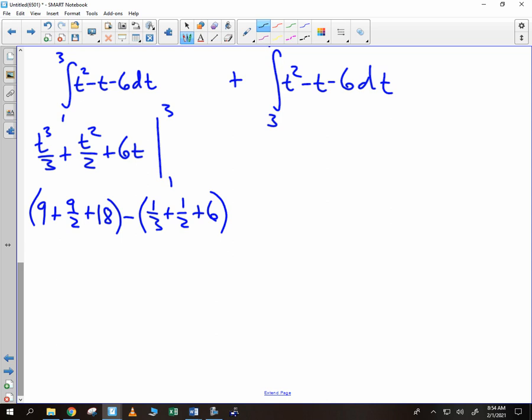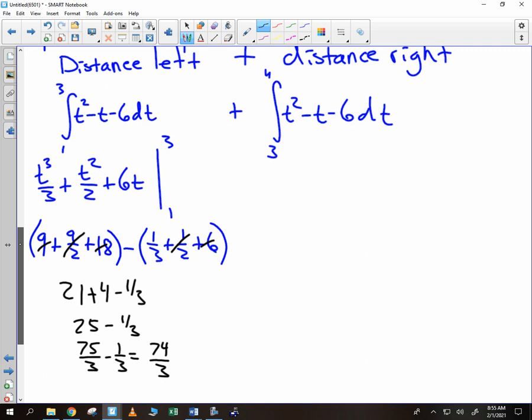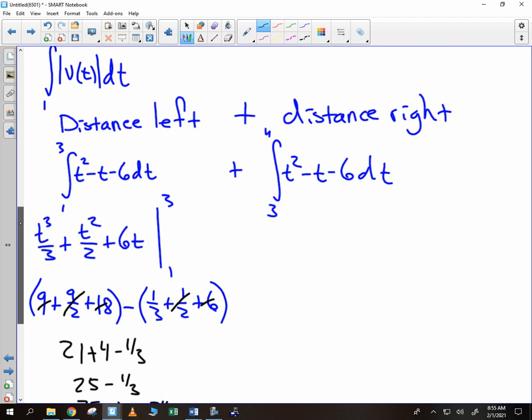9 plus 18 is 27, minus 6 is 21, so I've got rid of those. 9 halves minus 1/2 is 8 halves, so plus 4. And we have minus 1/3. So we have 25 minus 1/3. So 25 is 75 over 3, minus 1 over 3 is 74 over 3. So that's what we have right now. That is our distance to the left.